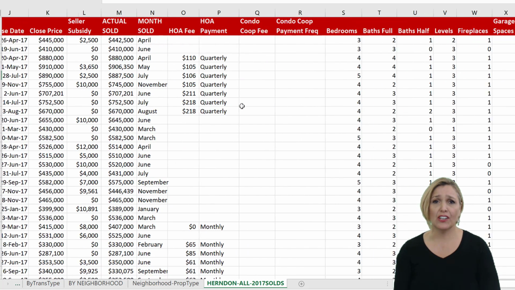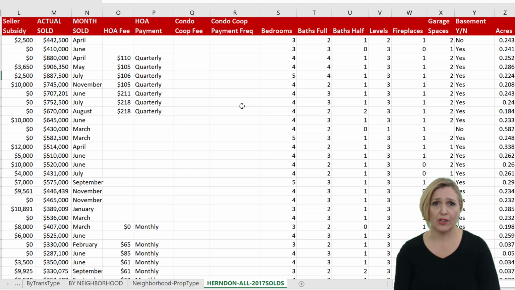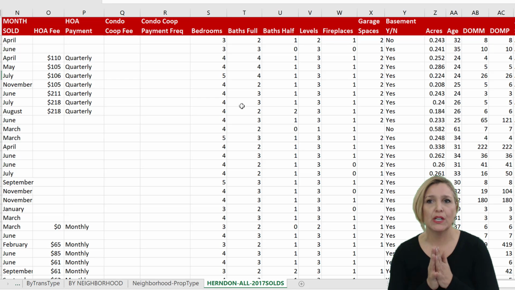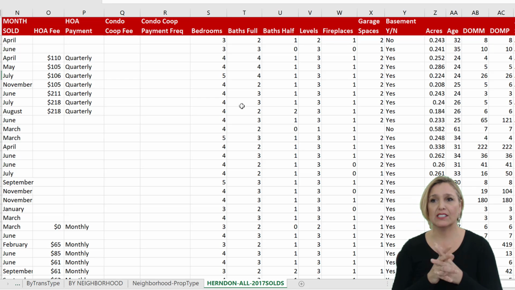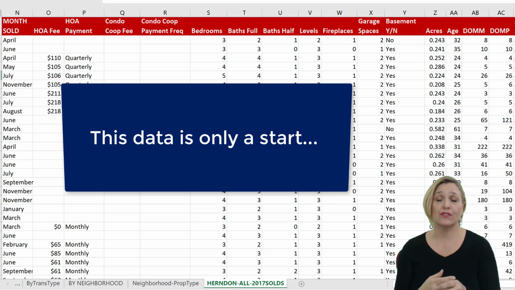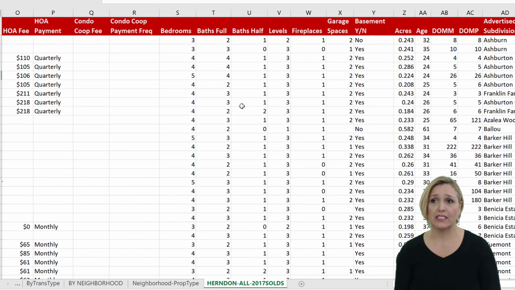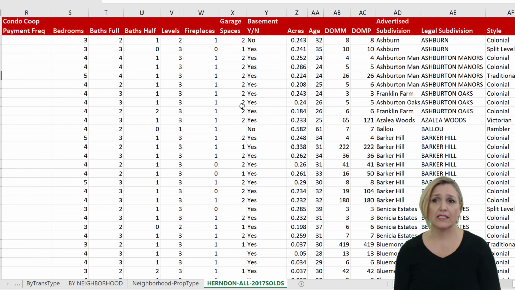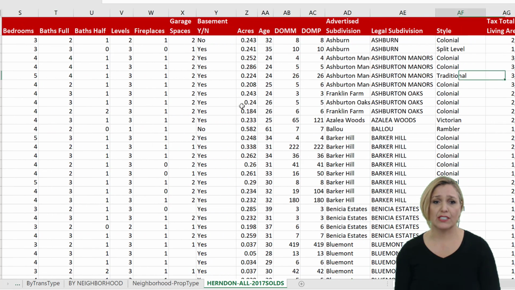So you can see here all of this information is provided: the HOA fees, the condo fees, number of bedrooms, baths, whether the property has a basement or not, garage spaces. So these are all things that really add value to the property. Like we said, this is just one part of the equation. There's so much more that goes into actually valuing a property. You need to look at a lot of different factors. And then here you can see the age, days on the market, subdivisions, total square footage, etc.